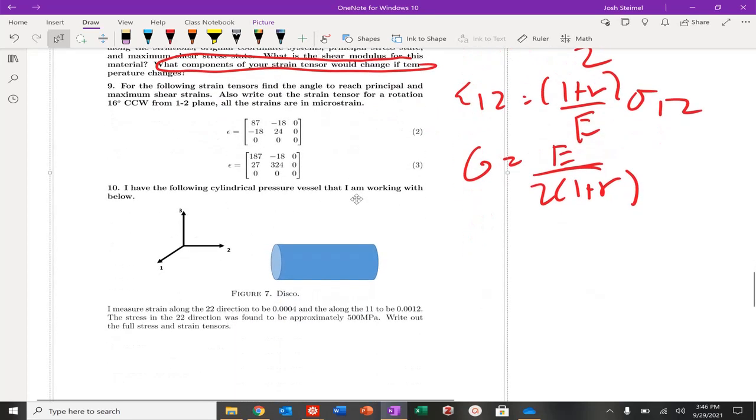So for the following stress tensors, write out the angle to reach the principal and maximum shear stresses. So let's go ahead and find that. First off, I'm not even going to solve this problem because it's not symmetric. Write out the strain rotation for the 1,2 plane.